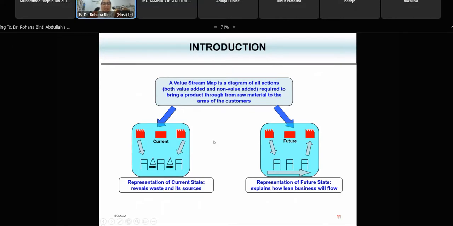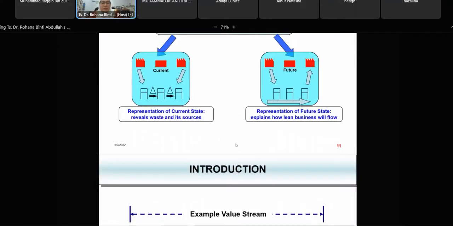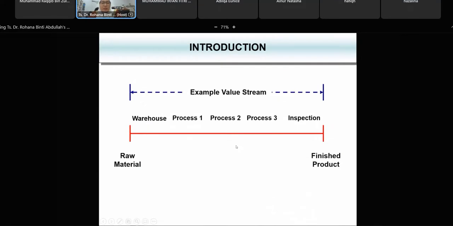Okay. Dia cakap kata current state it reveals the ways and resources. Future state VSM, ni VSM kan, it represents how lean business will flow. Itu beza dia. So hari ni kita nak tengok what current state is and then how to get from current state to future state value stream mapping. Alright, so first jadi kita akan introduce lah. Okay, so kita dah tahu value stream map ni dia akan map daripada point raw material sampailah the finished product hantar ke customer.